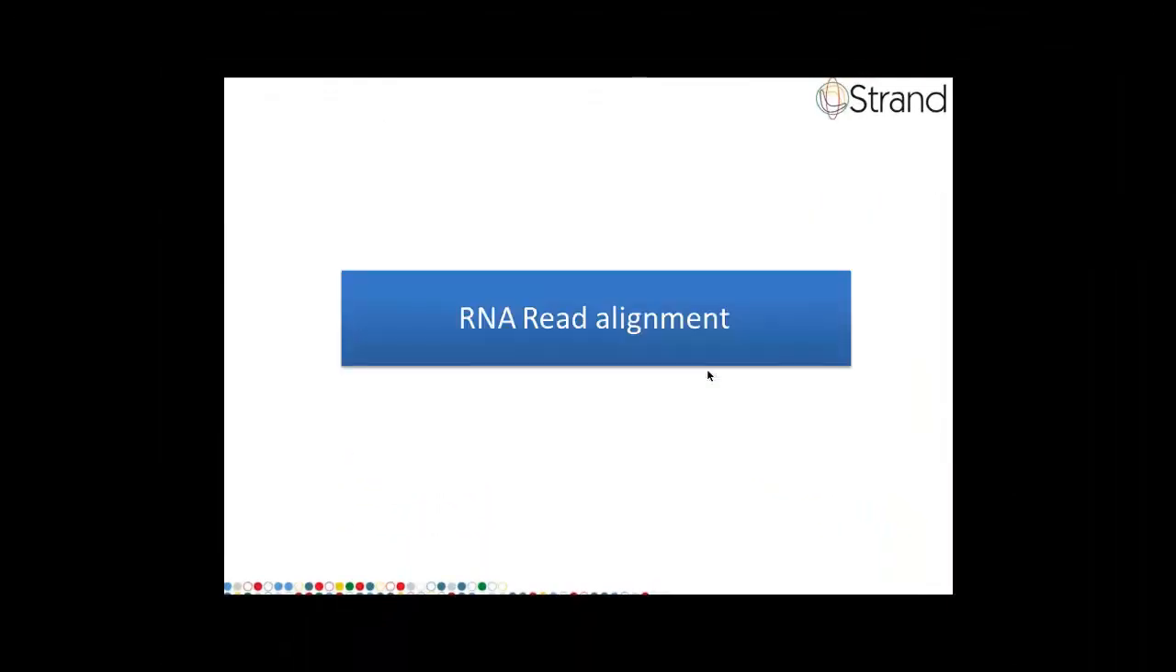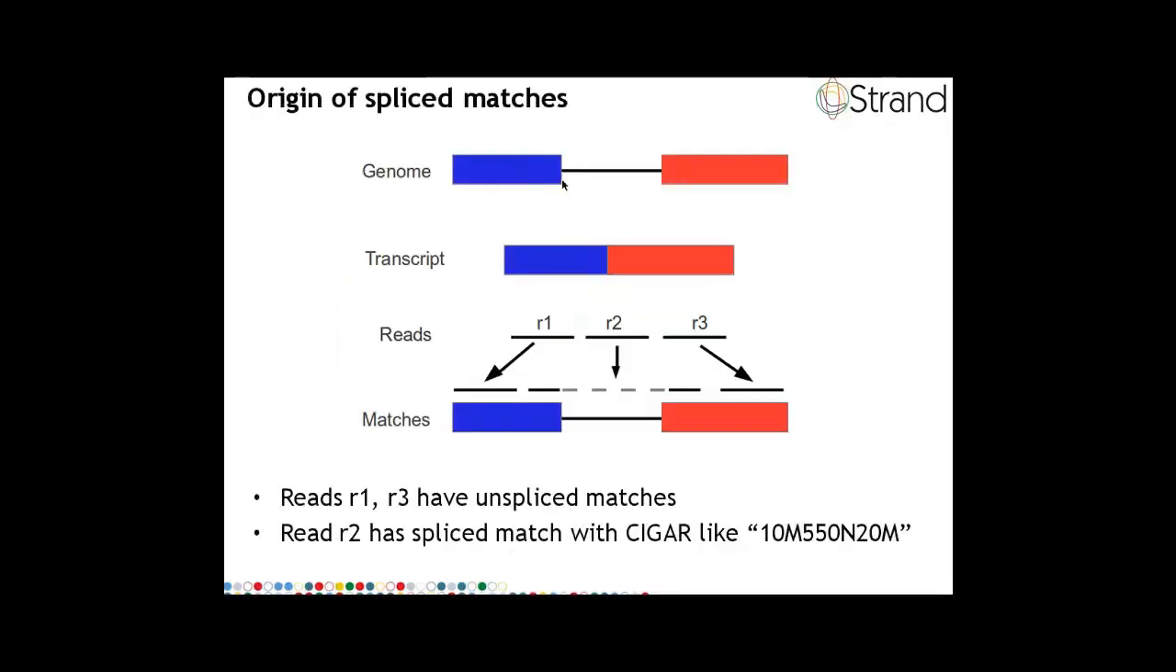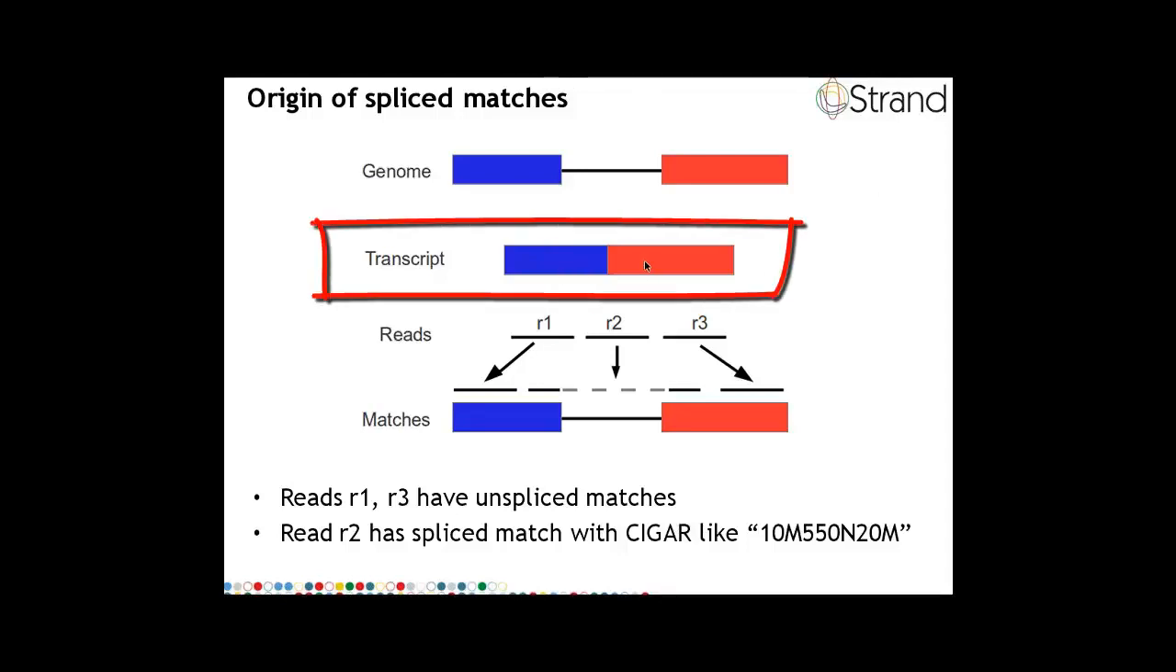Let's now take a look at the RNA read alignment problem. Suppose we have a transcript with 2 exons, and the 2 exons are shown separated by a distance on the genome out here. When the mRNA gets expressed, the intron gets spliced out, so what we have is a transcript molecule with the 2 exons adjacent to each other.